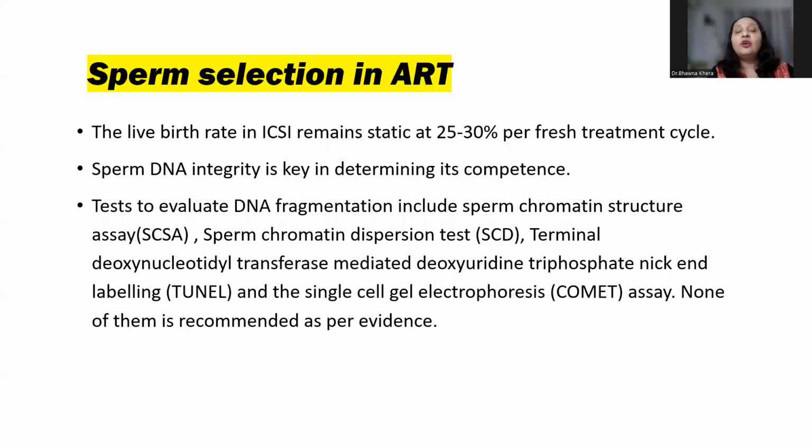Now, this is from the TOG article on male infertility, which was recently published. The important points are, while you are doing ART, how to do sperm selection. Live birth rate in ICSI remains static at 25 to 30% per fresh treatment cycle.